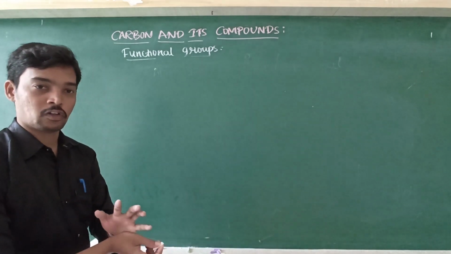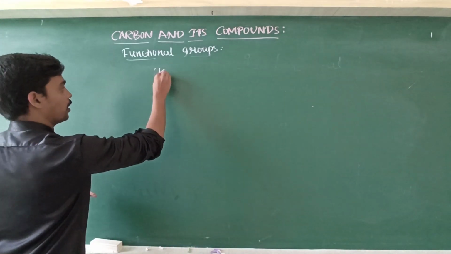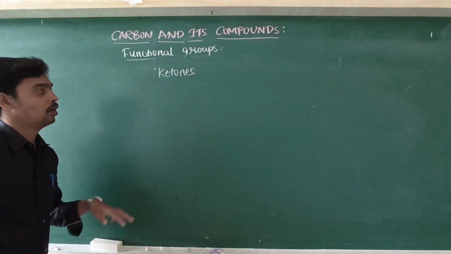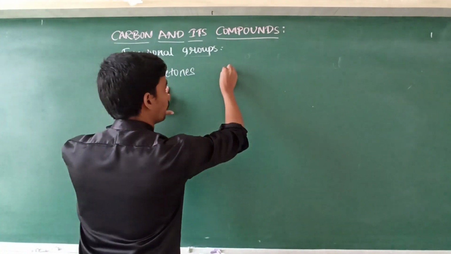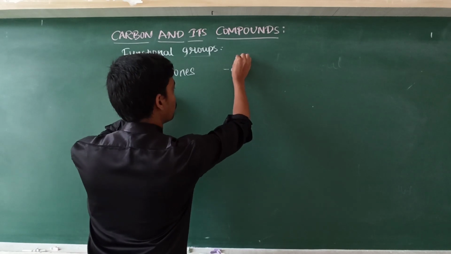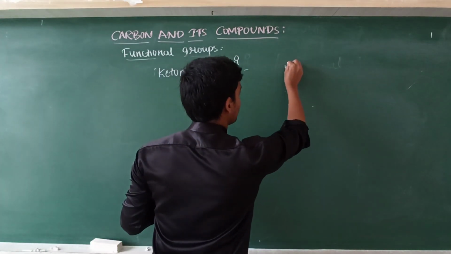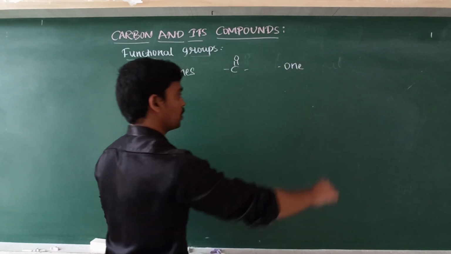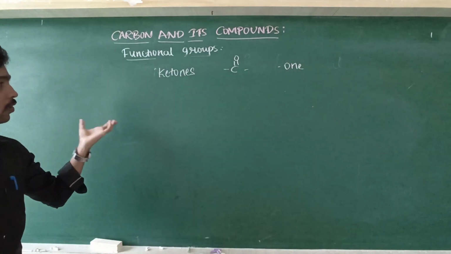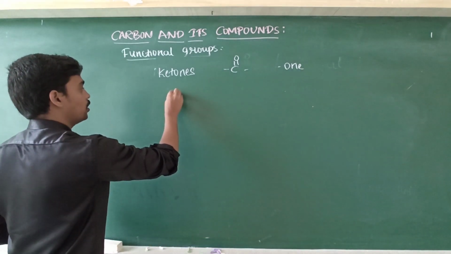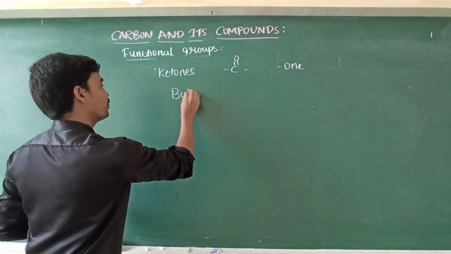And the next functional group is ketones. Ketones are functional groups with CO as the functional group and their names end with one. How to convert alkanes into the respective ketones? By taking the example butane.